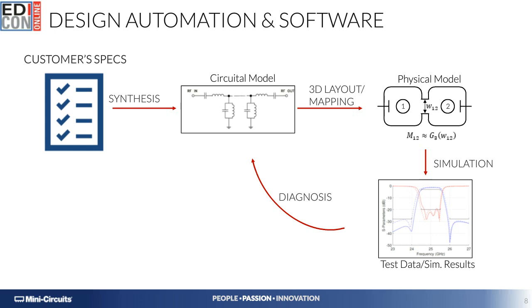So what we do next is a diagnosis process. In this process, we extract equivalent circuit models from test data or simulation results. And this is proven to be a very useful step for the tuning process. Then we iterate on this cycle, on the circuital model generation, 3D layout mapping, simulation and diagnosis in a loop on an automated basis, calling up routines through Python scripting and MATLAB.